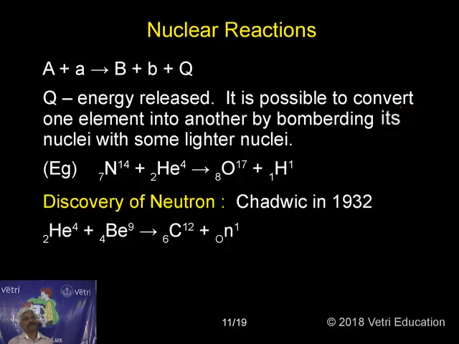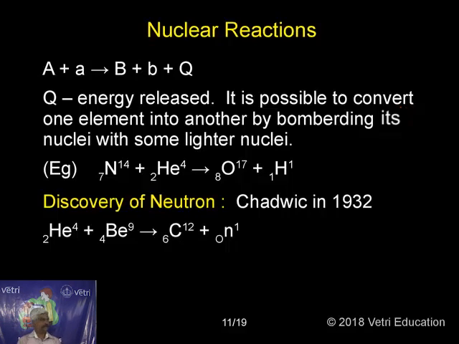A higher atomic number element may be converted into some other element by the emission of alpha or beta. Here we can take any lighter element that may not be radioactive. For example, 7N14, nitrogen, is an ordinary element. It is bombarded with a helium atom, that means an alpha particle. They become 8O17 plus 1H1. That reaction is called a nuclear reaction. That means here nitrogen is converted into oxygen with the emission of a proton.